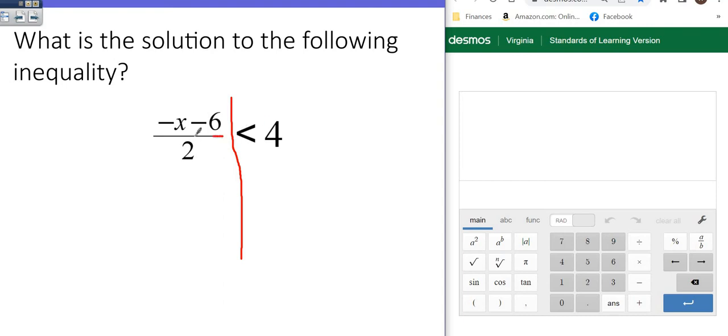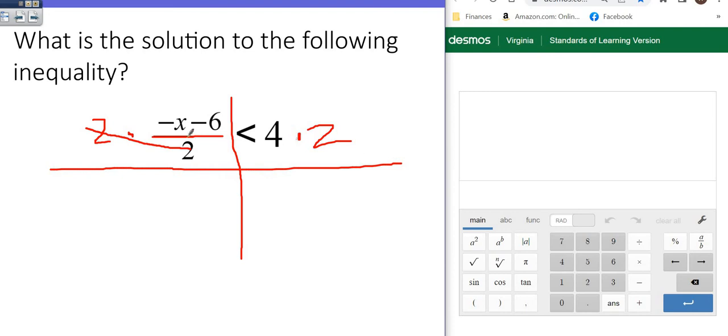When you have this division bar right here and one number underneath, we've got to get rid of it first. There's nothing else around it, so we have to get rid of this first. This means divided by 2. The only way to get rid of something being divided by 2 is to multiply each side by that 2, or whatever number's underneath. That will cancel out.